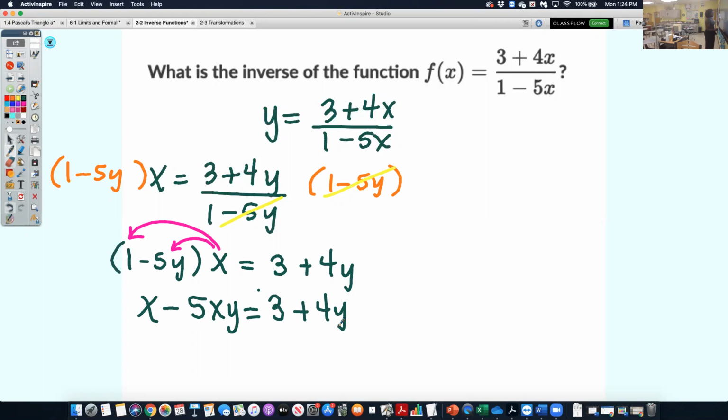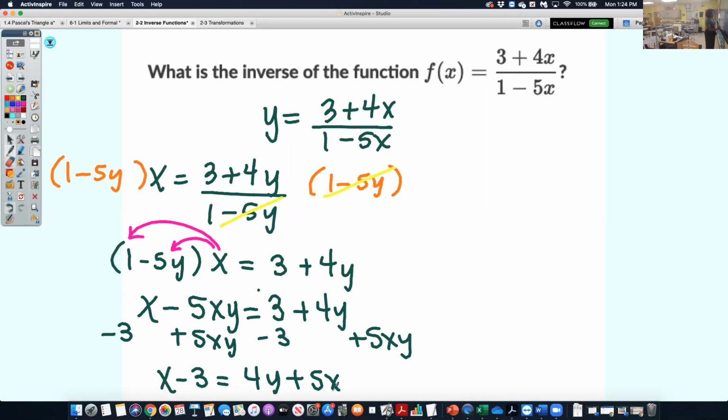And by doing that, this will allow me to get my y's on the same side by adding 5xy over to the right side and subtracting 3 to the left side. So then I'll end up with x minus 3 equals 4y plus 5xy. Now my y's are on the same side. Granted, I can't combine them because one is just a regular y, the other one is an xy.